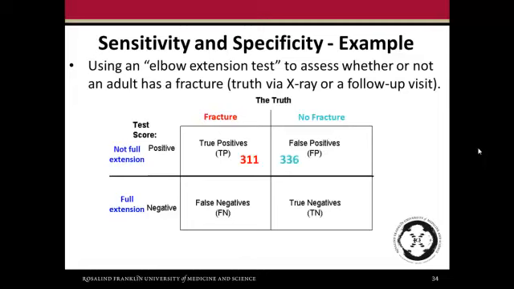For individuals who could not fully extend their elbow, there were 311 that actually had a fracture and 336 that could not fully extend their elbow but still did not have a fracture. For individuals who could get full extension, 5 individuals still had a fracture and 306 were true negatives, so they had full extension and they had no fracture.